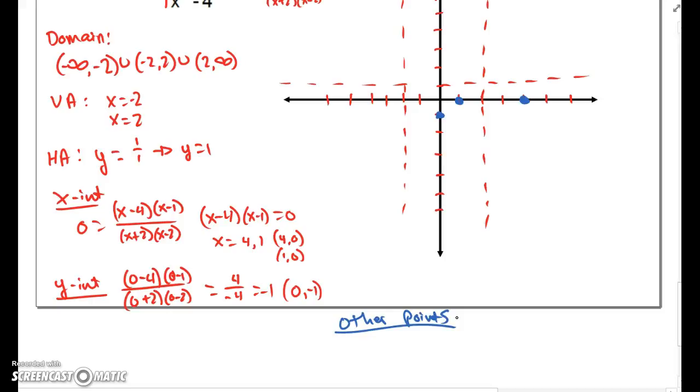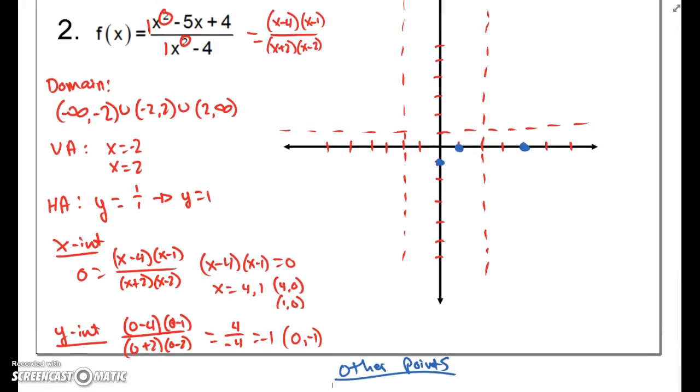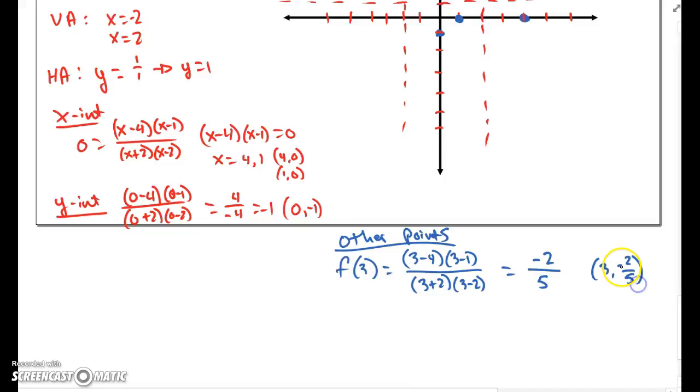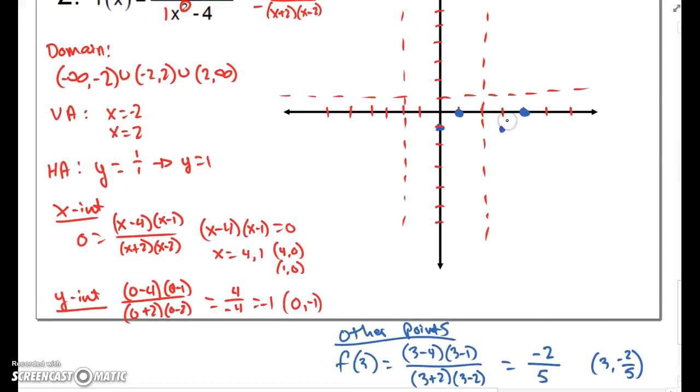Other points, let's work on this vertical asymptote first. I want to find some points to the right and to the left. So if I look to the right, let's find f of 3. And this is where it's easier just to plug into my factored form, at least in my opinion. So I get negative 2/5. So you can kind of tell connecting these and knowing I need to follow the asymptotes, it's going to go out to the right, and then this will head downwards.